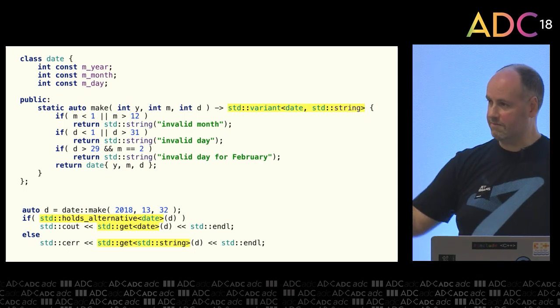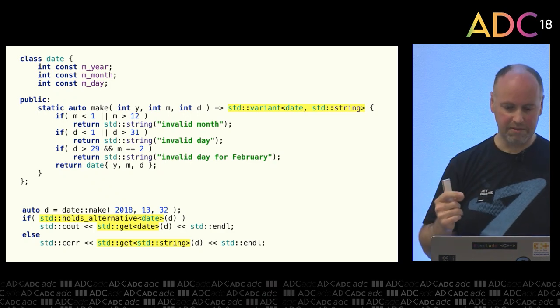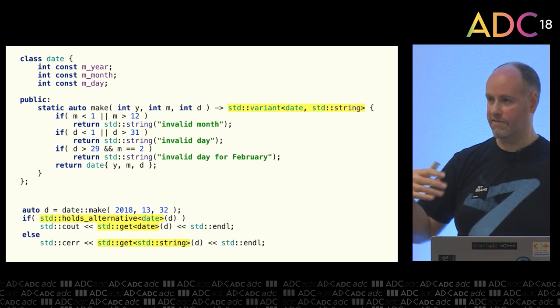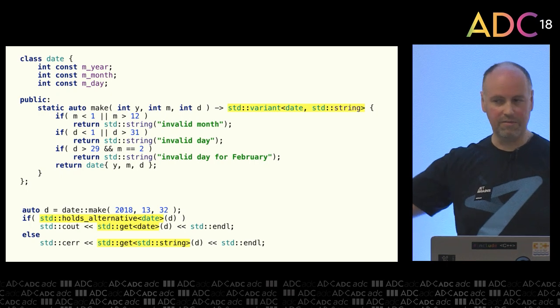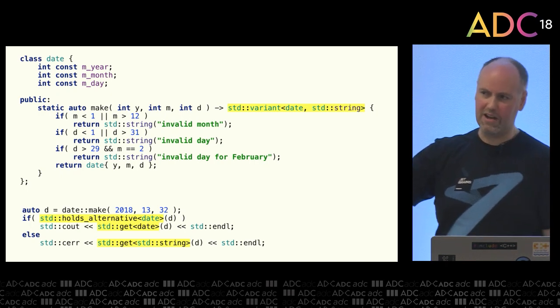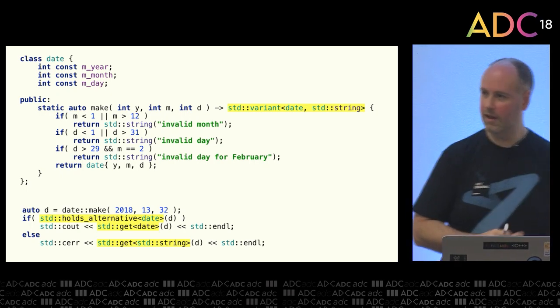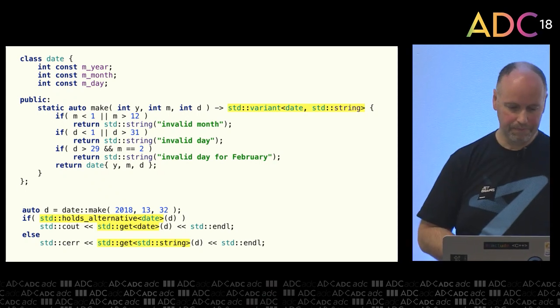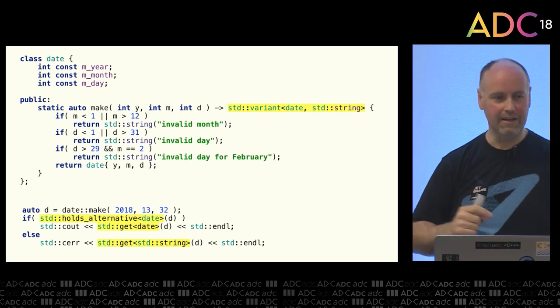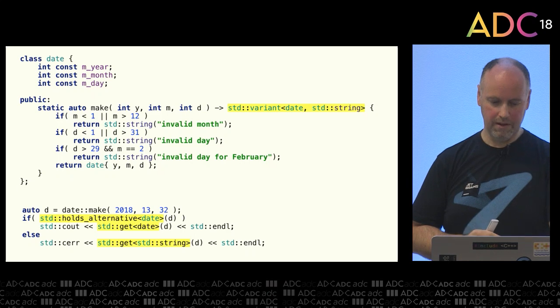So variant allows you to specify a choice of multiple types. So here we can say either it returns a date or something else that gives us more information. We use a string here, but in practice you'd probably use some sort of custom error type, just to make it a bit simpler. So now we can be a bit more fine-grained about what errors we're returning.